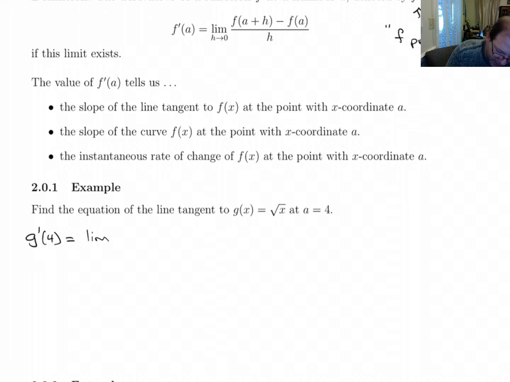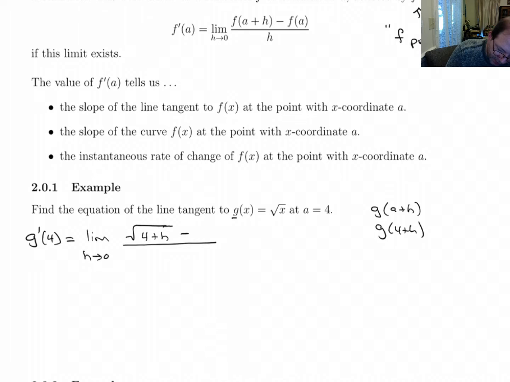So we've got the limit as h goes to 0 of f of a plus h. In this case, g of a plus h. So g of a plus h, that's g of 4 plus h, which is the square root of 4 plus h. Then we've got minus f of a, so that's minus the square root of 4. And then on the bottom, we've just got h.